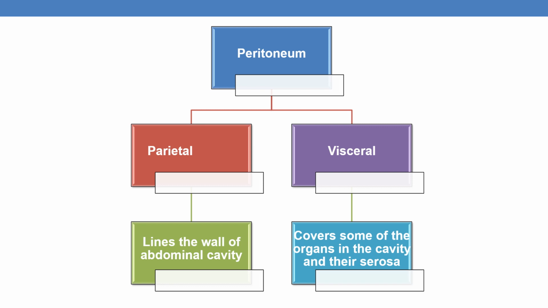Peritoneum is mainly divided into 2 layers, parietal and visceral. The parietal peritoneum lines the wall of the abdominal cavity, and visceral peritoneum. Visceral means internal or inner. In other words, visceral peritoneum covers some of the organs in the cavity and is their serosa.